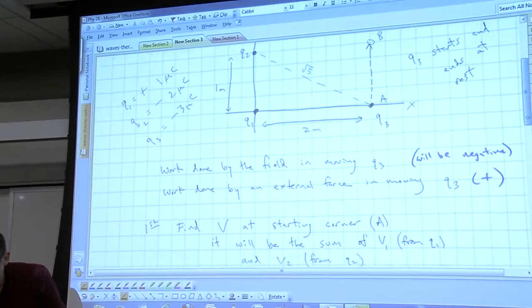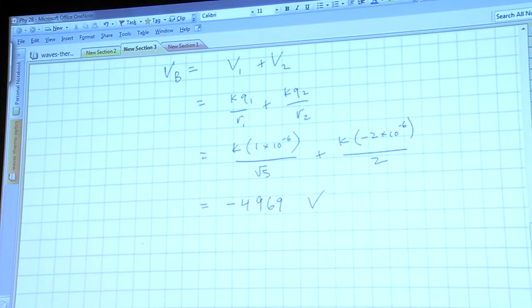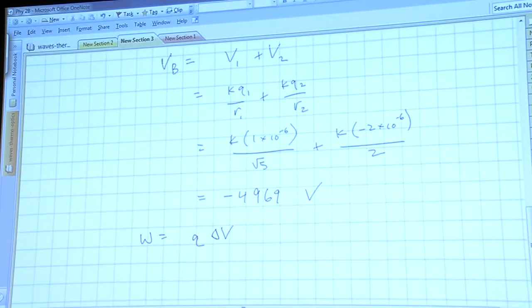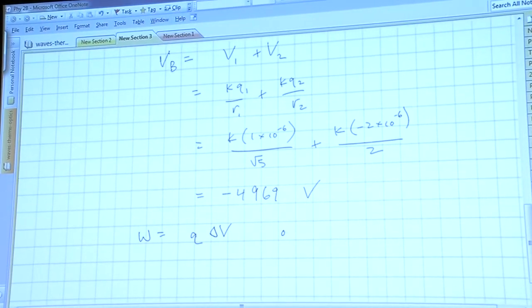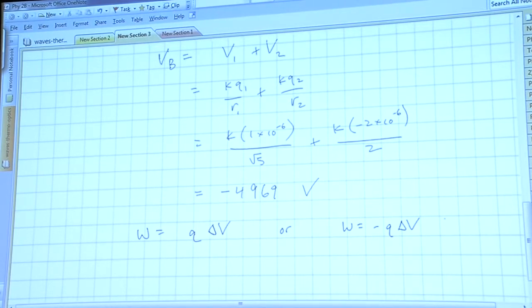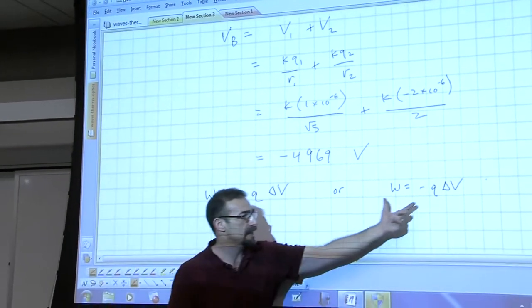We've got our two potentials. Now we want to find the work done. Students always ask me, what's the work done? Is it Q delta V, or is it negative Q delta V? And of course I say, yes. It depends, right? Are you talking about the work done by the field or the work done by the external force? Some books write it this way. Some books write it that way.